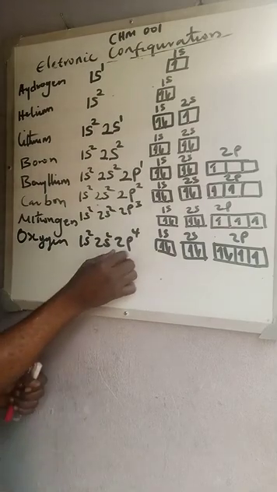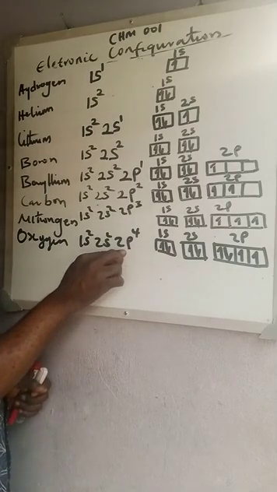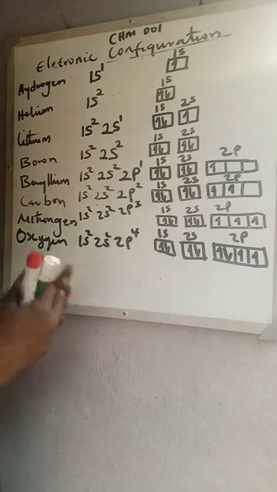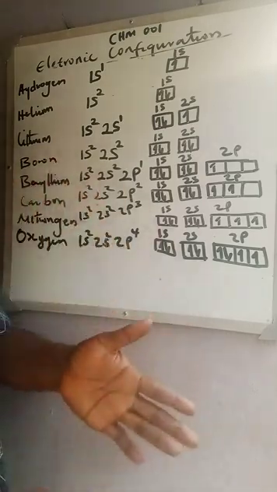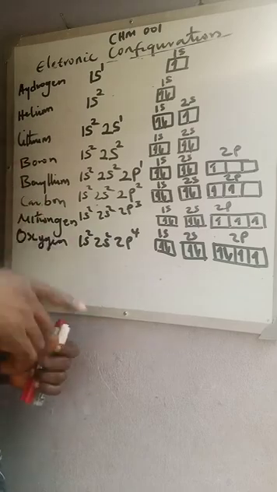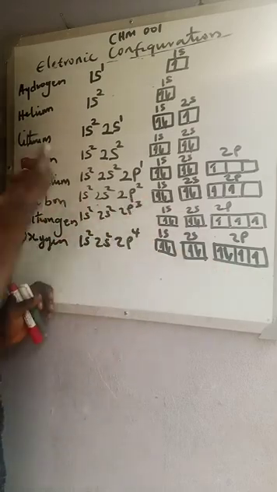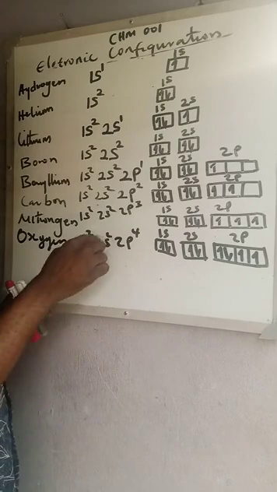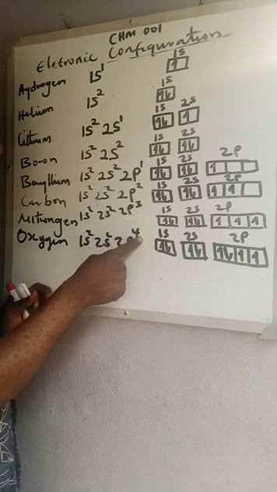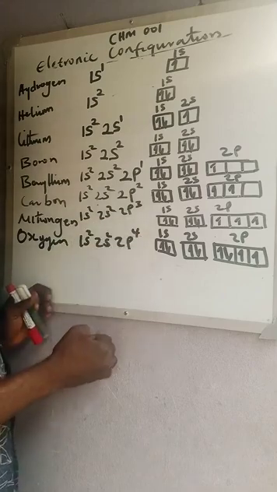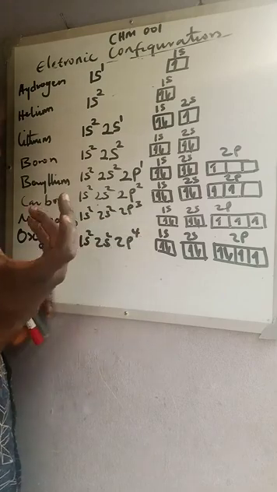We use this one to answer so many questions, because they will tell you an element with a configuration. They will write something like this. So it's your duty to know which element this is. How do we know the element? We count the number of electrons. For this one now, this is 2 plus 2, 4 plus 4, 8. Which element has 8 atomic number? Oxygen. You got to answer.